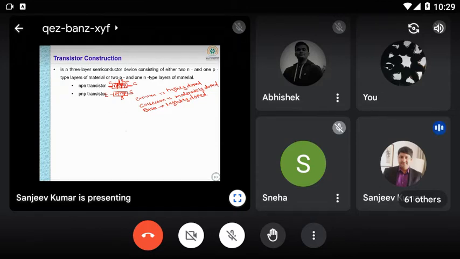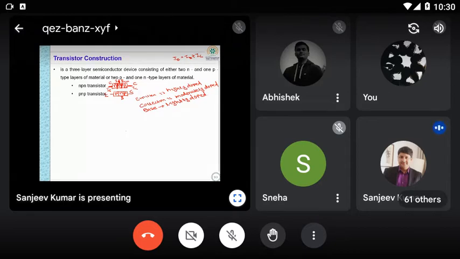So in this type of device, I can take the currents also. The current flowing here is IC, this is IB, and this is IE. If you apply Kirchhoff's current law, IE is equal to IB plus IC. This is the rule we have to follow in this type of device. To control this current, accordingly you have to dope.